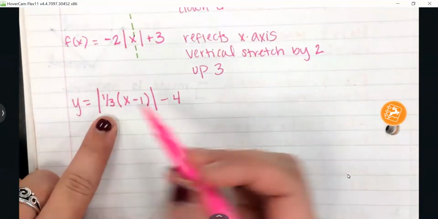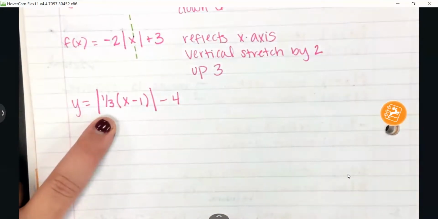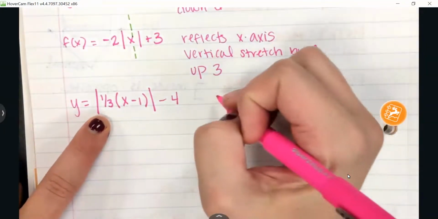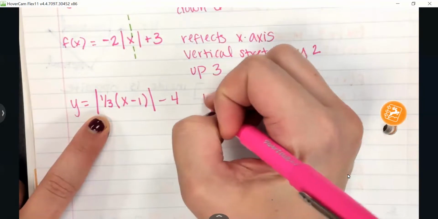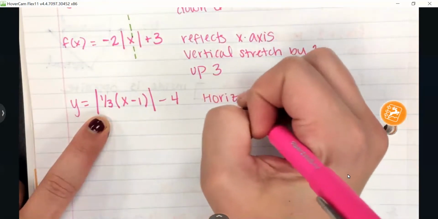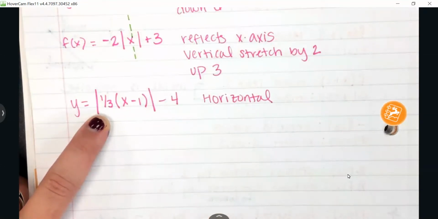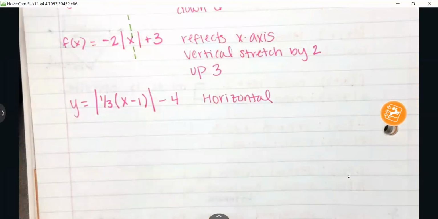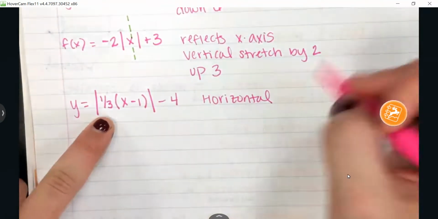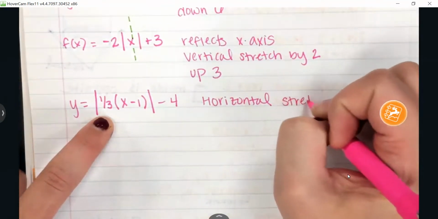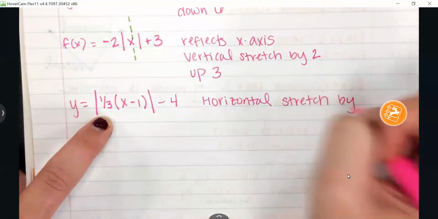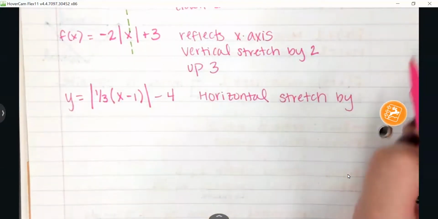Is this 1/3 inside or outside? Inside. Horizontal or vertical? Horizontal. Stretch or compress? Why is it a stretch? What do you know about inside? Inside is opposite. So it looks like it's a compress, but it's going to be a stretch. What is it stretching by? By 3. Very good.